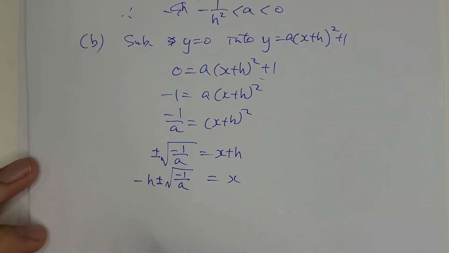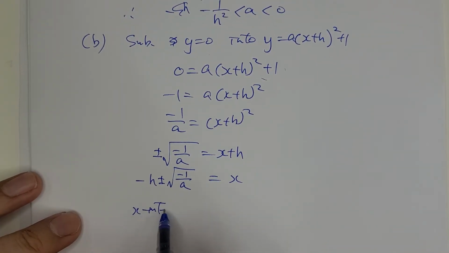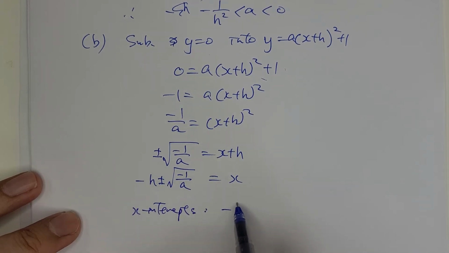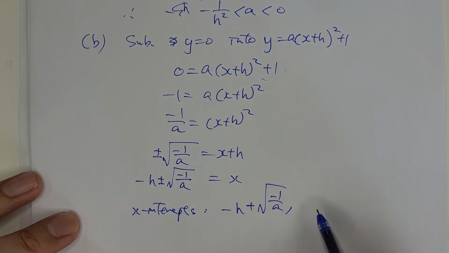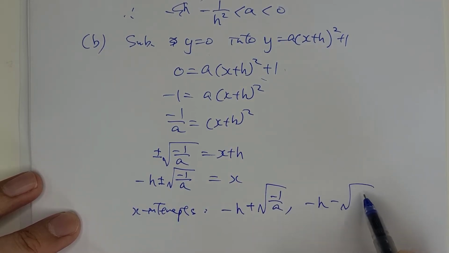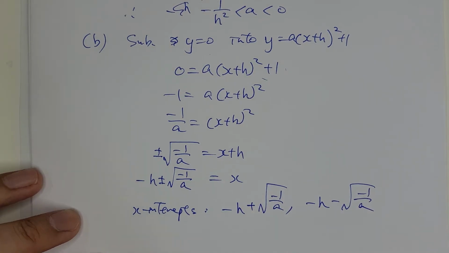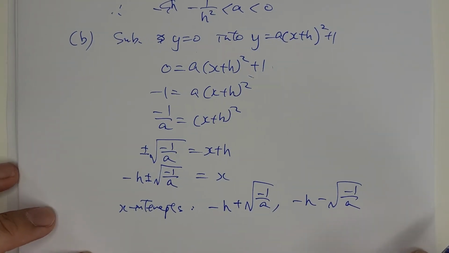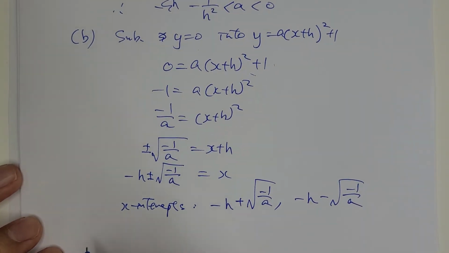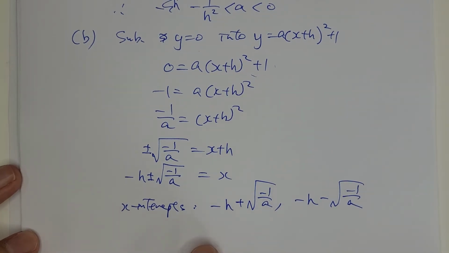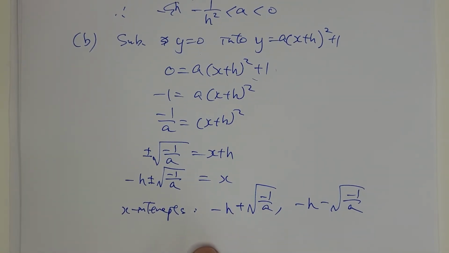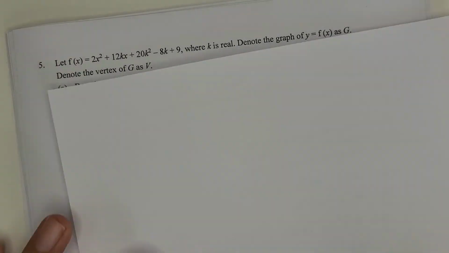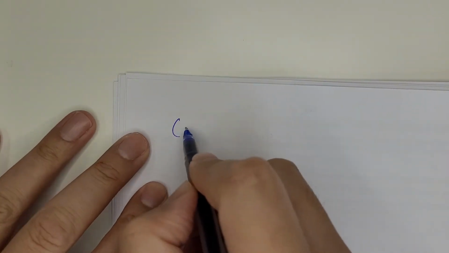Write down the final statement. The x-intercepts are negative h plus square root of negative 1 over a, comma, negative h minus square root of negative 1 over a. So that's it. That's finished part B. And then go to part C. You need to write down the coordinates of the vertex of C in terms of h. So go to part C.